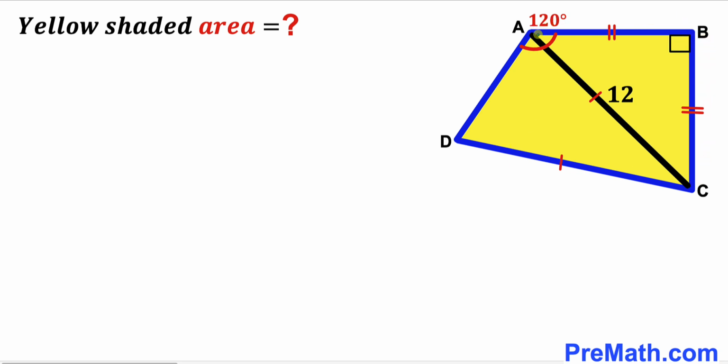And finally, segment AC is equal to segment CD. And now our task is to calculate the area of this yellow shaded quadrilateral ABCD.